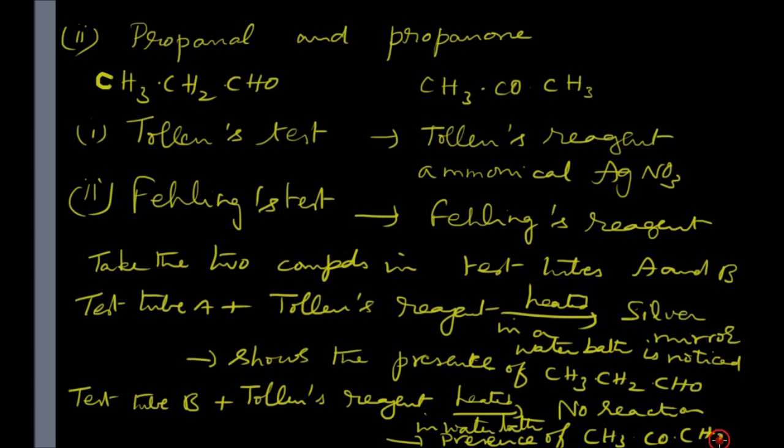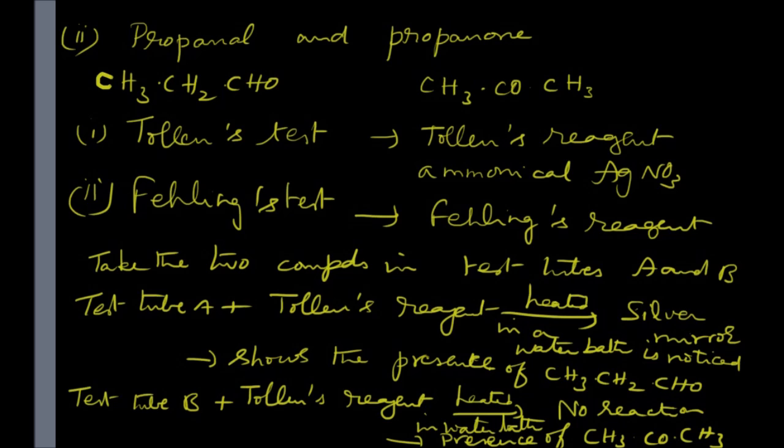Is that clear? So this is another way of writing a good answer for such a test. So this is how you write a chemical test. You describe a chemical test that you perform to distinguish between the two given organic compounds. The next reagent is Fehling's solution.